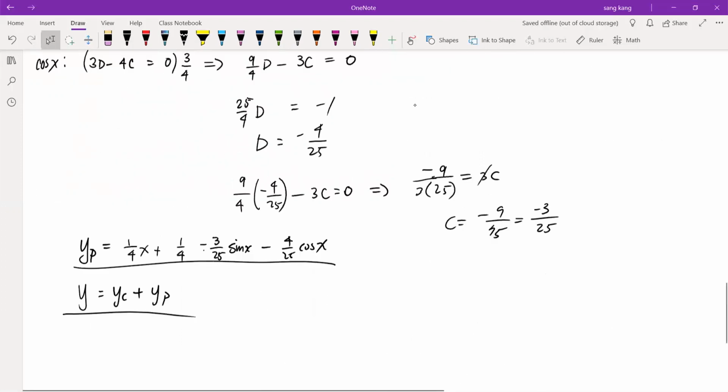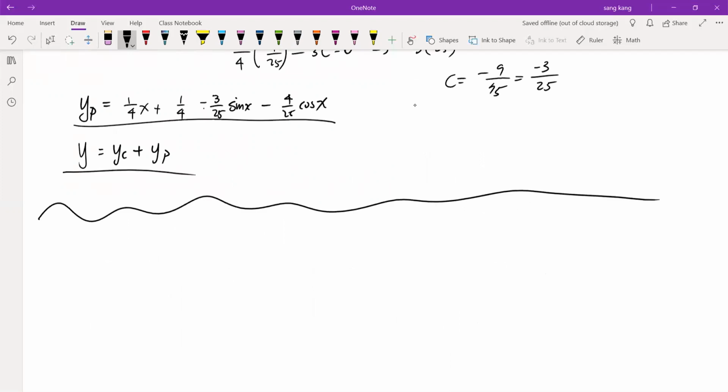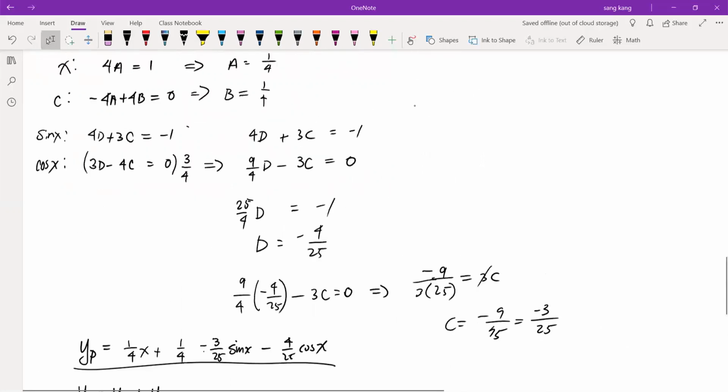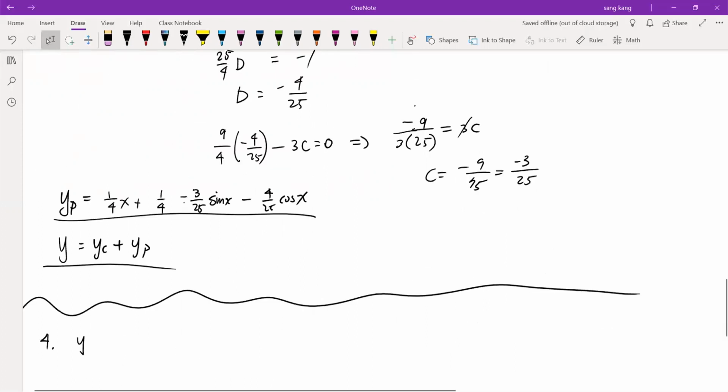So a little bit more tedious of a problem. Number 4. So any questions on that last one? I hope that one made sense. It was just mostly algebra towards the end here, right?